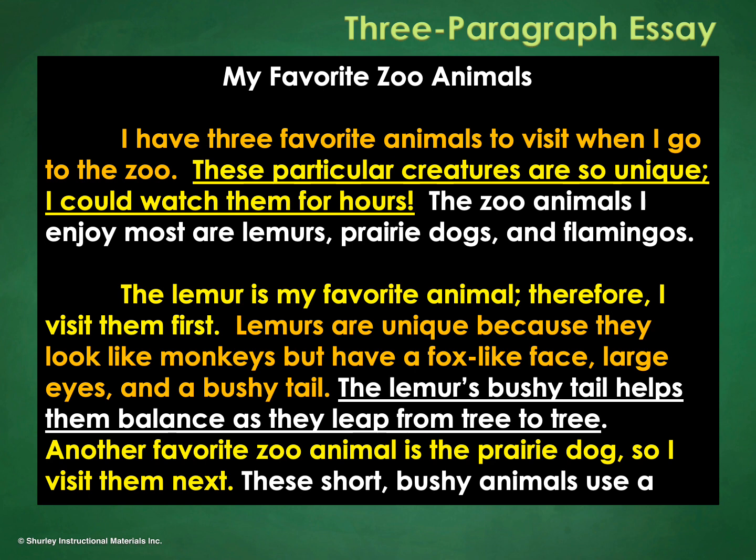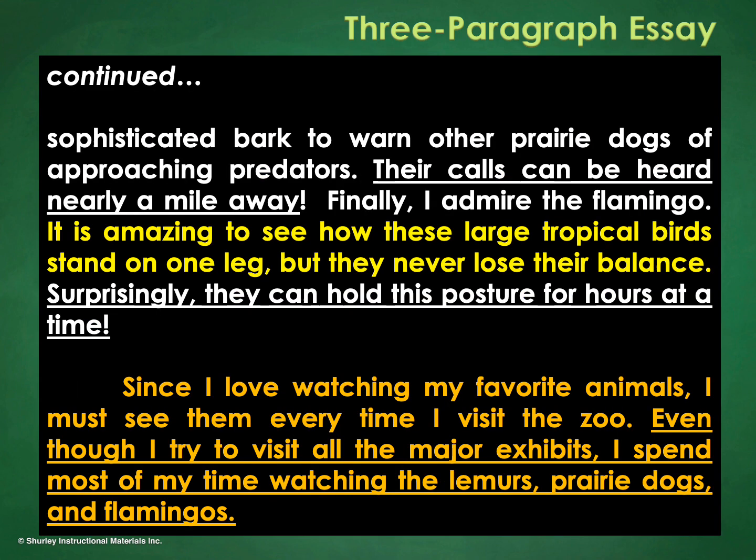The lemur is my favorite animal, therefore I visit them first. Lemurs are unique because they look like monkeys but have a fox-like face, large eyes, and a bushy tail. The lemur's bushy tail helps them balance as they leap from tree to tree. Another favorite zoo animal is the prairie dog, so I visit them next. These short, bushy animals use a sophisticated bark to warn other prairie dogs of approaching predators. Their calls can be heard nearly a mile away.